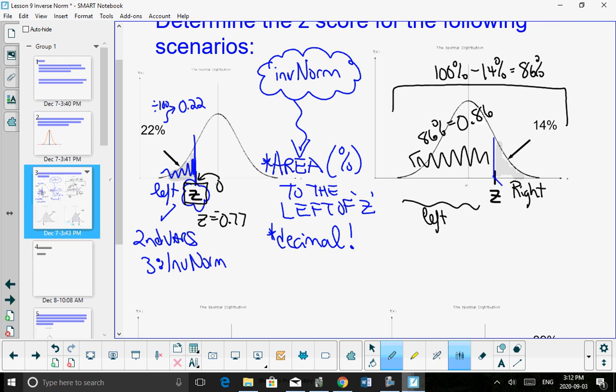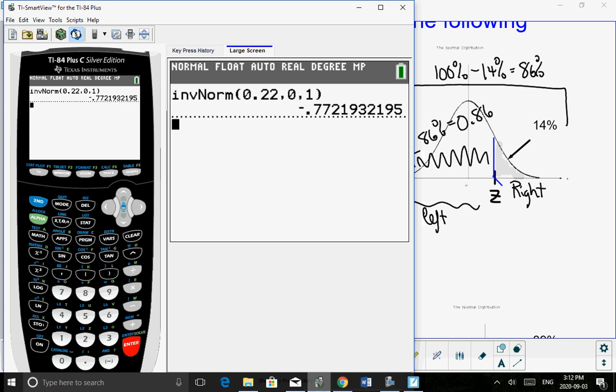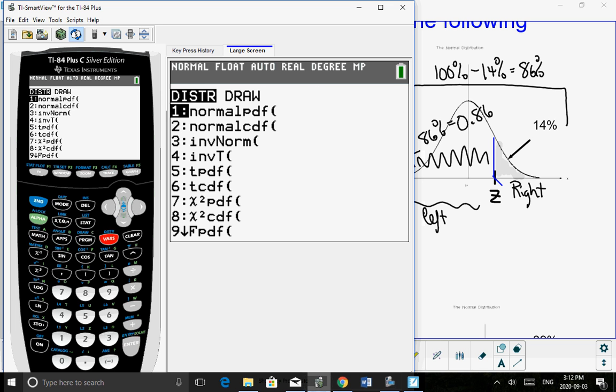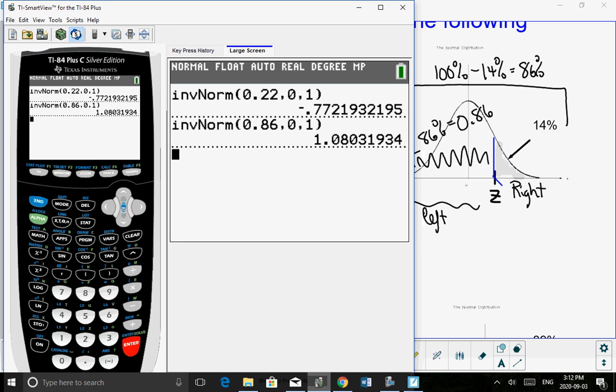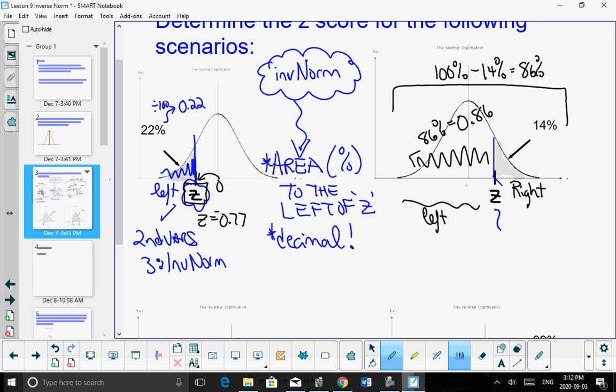So 0.86. Now when we use the inverse norm, we're going to go second vars, pick number 3, inverse norm, and we're going to go 0.86. Go down to paste and hit enter. And it's 1.08. So the z-score is 1.08. And again, here's the mean. We're above it, which is why we got a positive value.